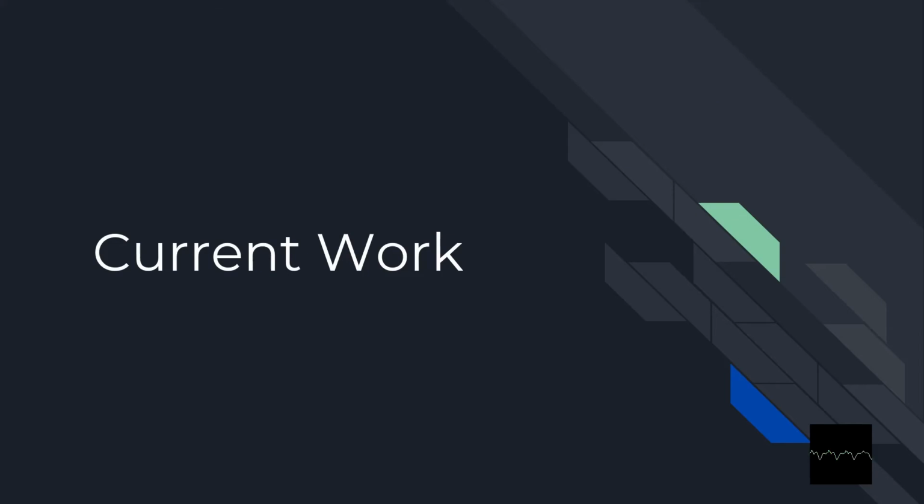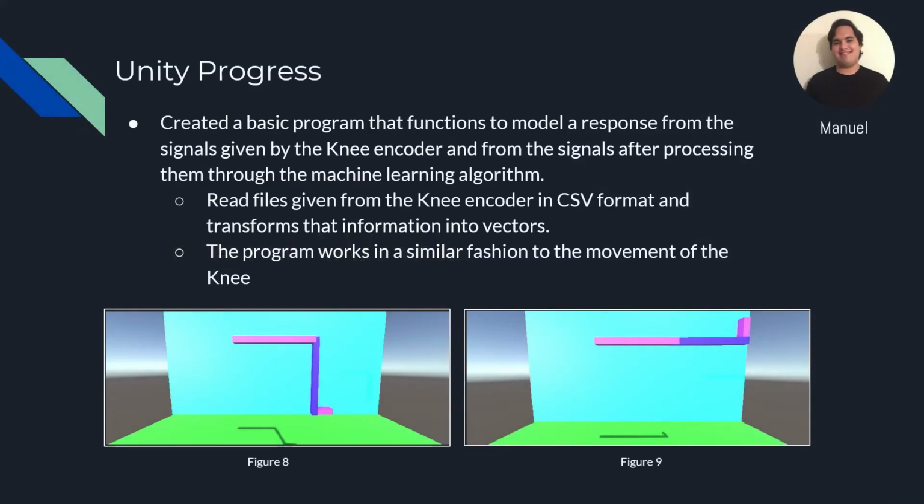Now we will present the task in which our group is currently working. Create a basic program that functions to model a response from the signals given by the knee encoder and from the signals after processing them through a machine learning algorithm. It reads files from the knee encoder in CSV format and transforms that information into vectors with the goal of replicating movement of the knee encoder in the program. The program works in similar fashion to the movement of a knee, as it simulates the movement while a person is sitting down on a chair.